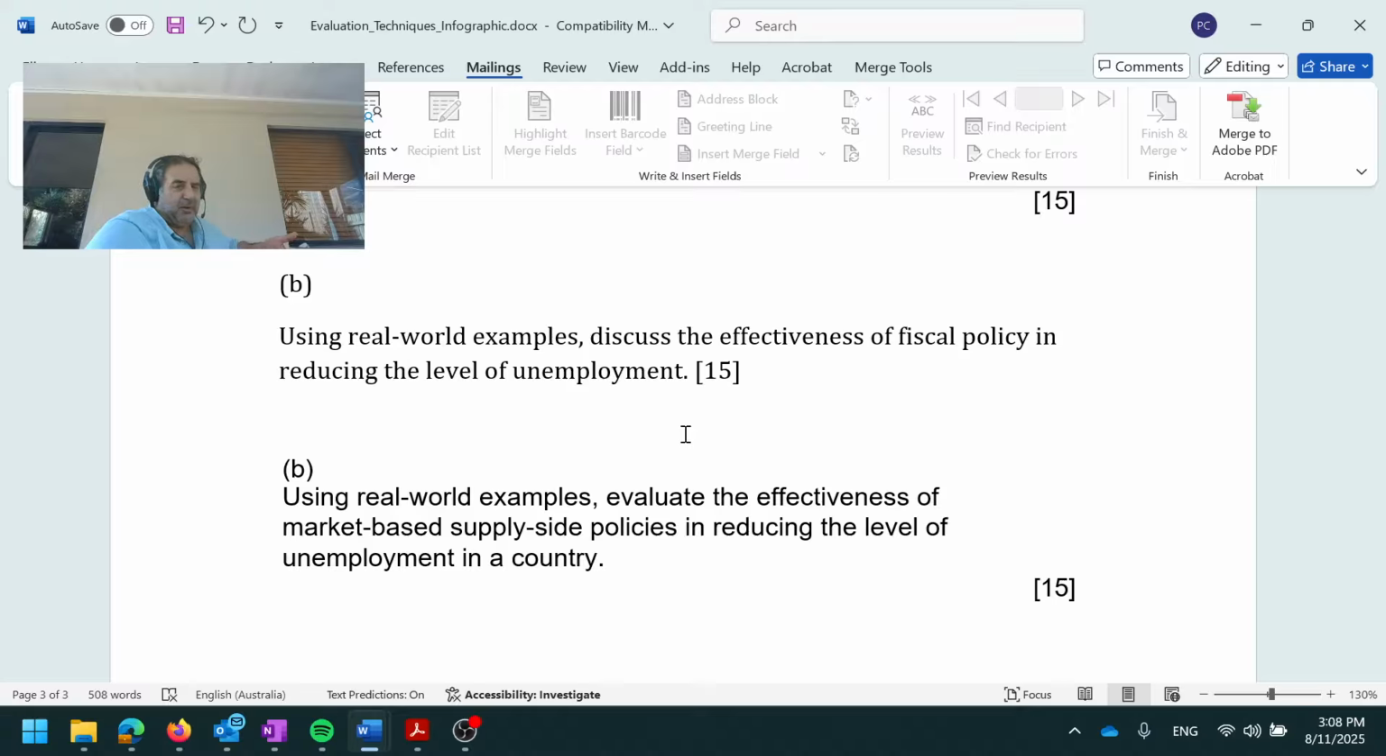The alternative policies that you would need to mention could be interventionist supply-side policies, which might be more effective for particular types of unemployment, or again, you could lapse into a discussion that maybe fiscal and monetary policy might be more effective in bringing down unemployment, especially if it's cyclical unemployment.